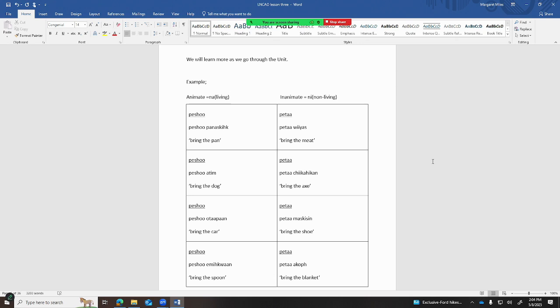The first chart, for example: animate, and the code for that is NA, living. Inanimate is NI, non-living. So for animate we would say peso for a living and beta for non-living. Peso panaskik, bring the pan. Peso atem, bring the dog. Peso tapan, bring the car. Peso emekwan, bring the spoon.